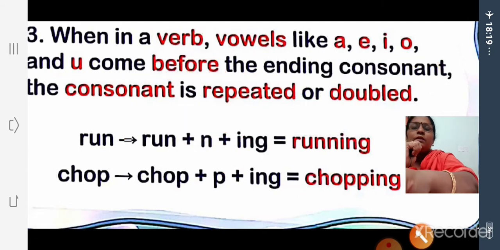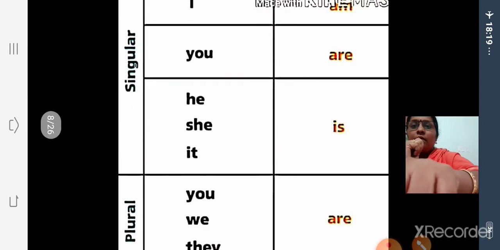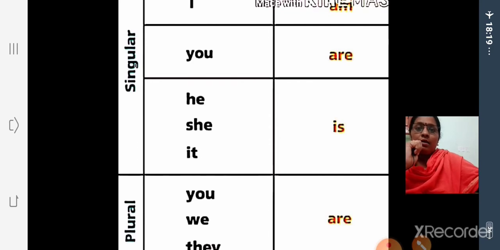So these are two rules. When we add ing to a verb, we have to keep this in mind. Then let us revise am, is, are. That also we have already studied. Am, is, are are called helping verbs. Helping verbs are used to help the main verb in a sentence.